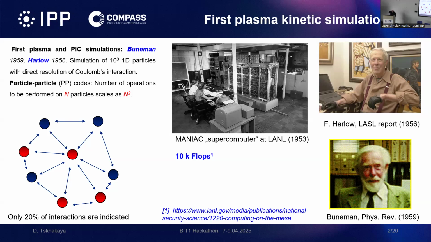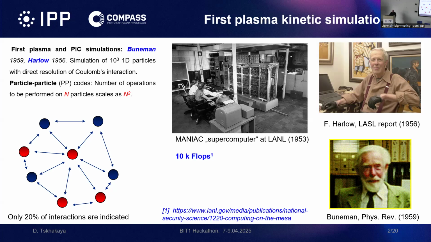So the first plasma simulations were probably done by Buneman and Harlow in the 50s, and these are the two people given here. They were done on probably one of the first supercomputers, which was doing 10 kiloflops. It was 10 to 1,000 particles, and I would say that it was a big achievement at that time. And these were particle-particle codes.